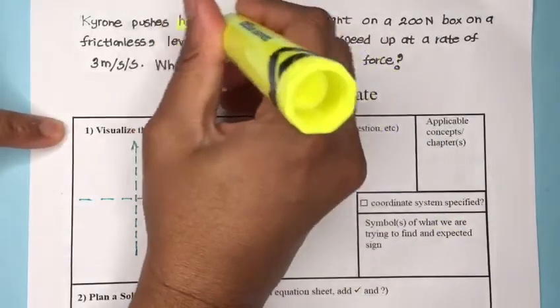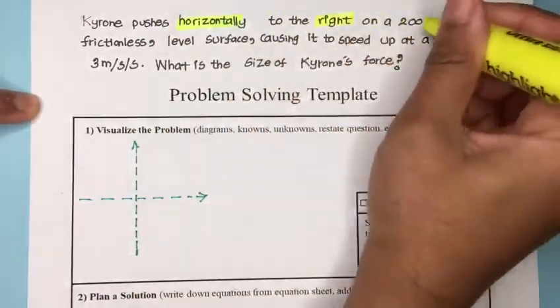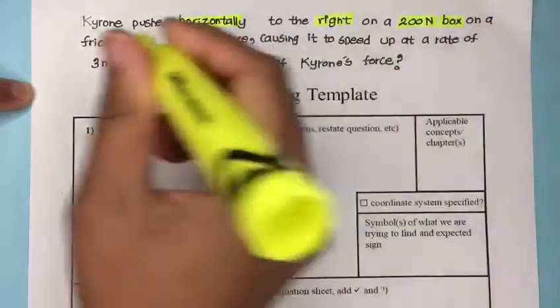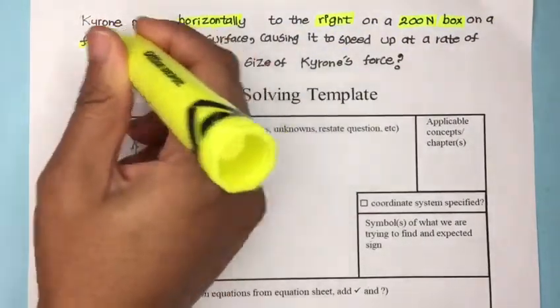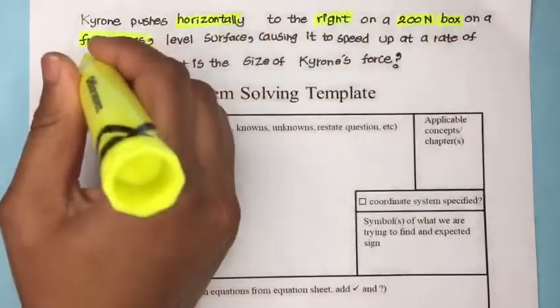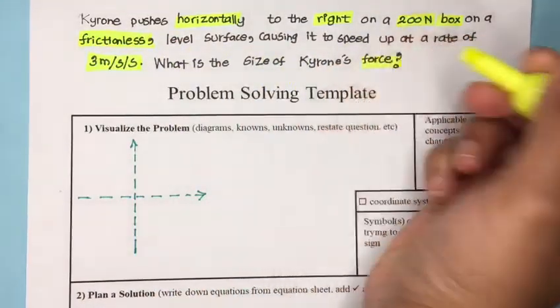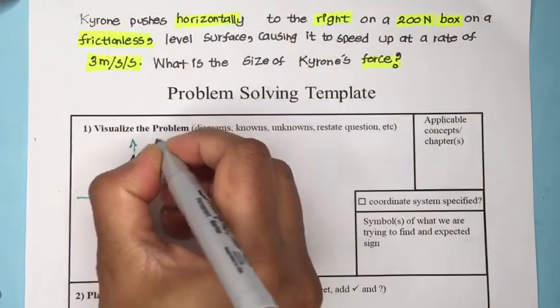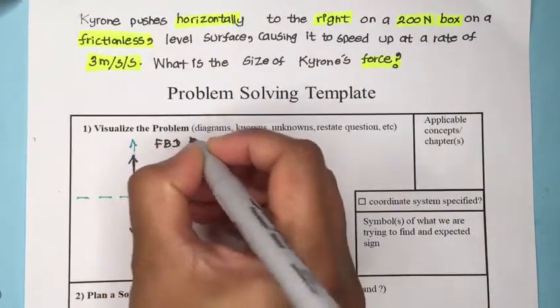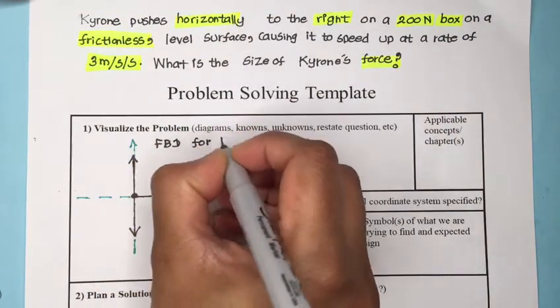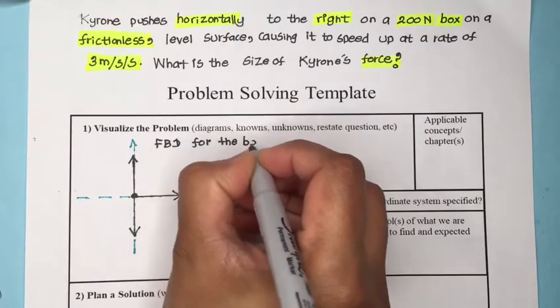So in this question, a person pushes horizontally to the right on a 200 newtons box on a frictionless level surface. So it is accelerating at a rate of 3 meters per second squared and we're trying to calculate the force applied on the object. So visualize the problem, starting with the free body diagram for the box.